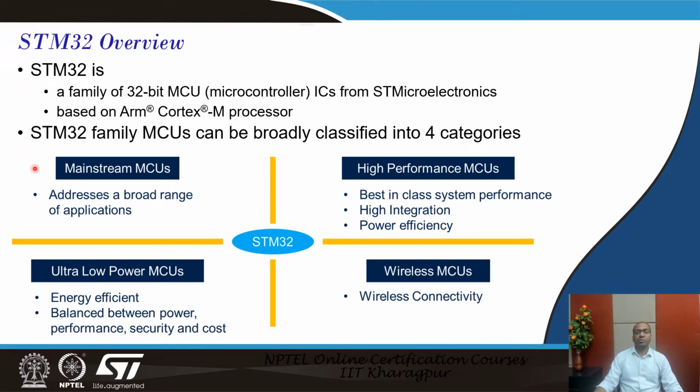The first one is the mainstream MCUs, from which we can target all sorts of industrial applications, be it digital power, motor control, or any sort of appliances. From high power MCUs, we can target multiple core or high speed applications. The third one is the ultra low power MCUs, from which we can target battery operated applications where power consumption is the main concern. The fourth one is the wireless MCUs, in which a dedicated module for wireless connectivity is also present.